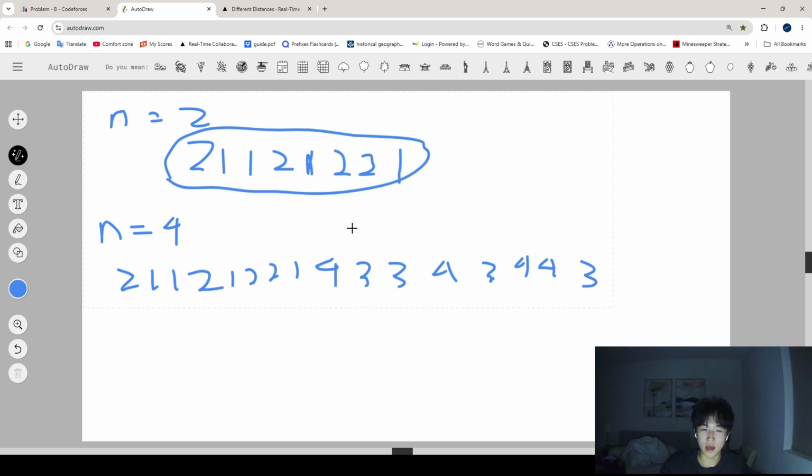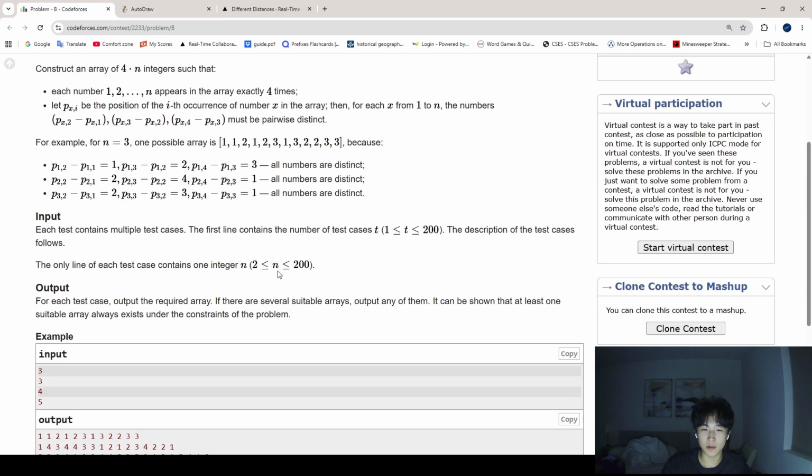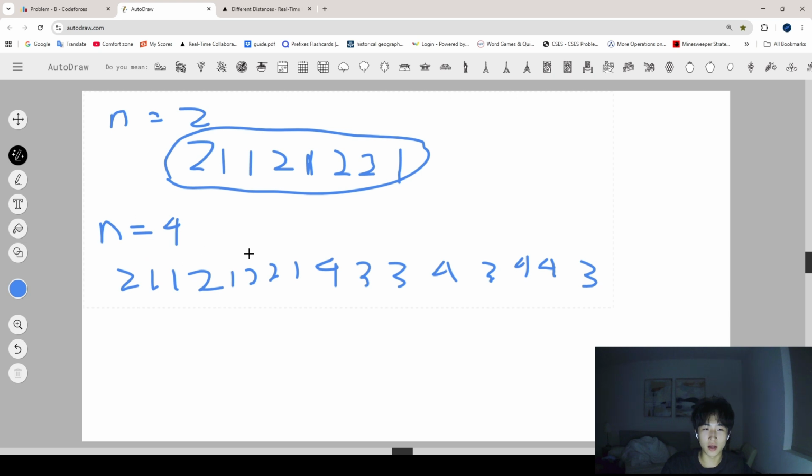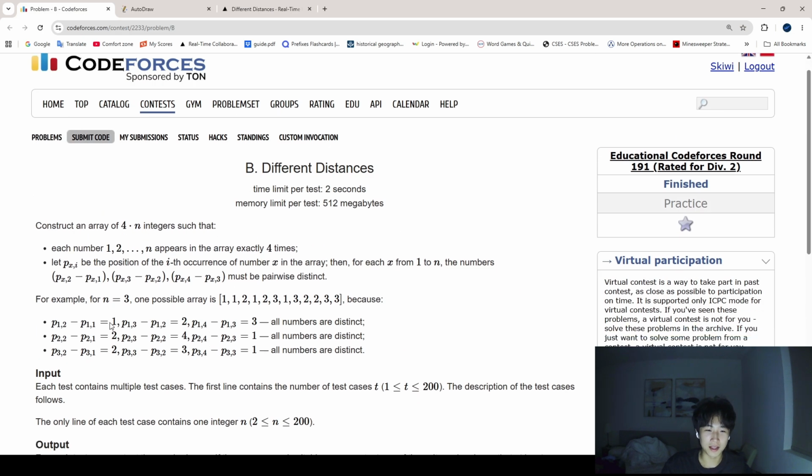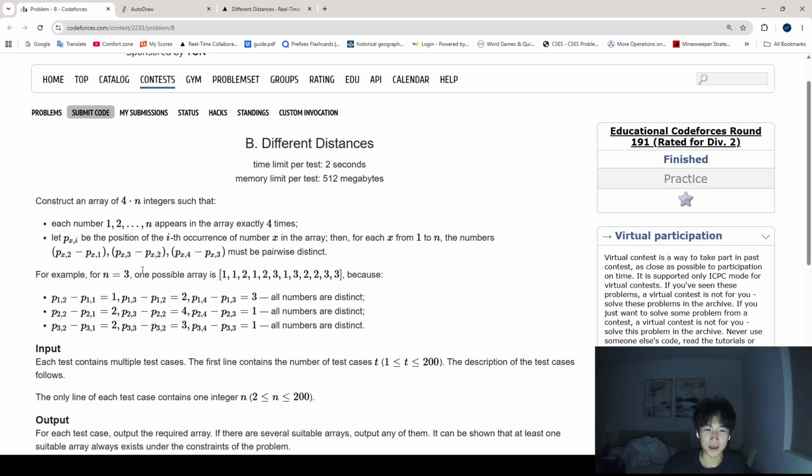So I realized that this will work. I can do this for any even n, but then you might ask, what if n is odd? And I see that n has to be bigger than 2, so the smallest odd number n can be is n equals 3. So now we have to construct an answer for n equals 3. But luckily we really don't have to do that, because the question gives us a possible structure for n equals 3, so we just follow this format.